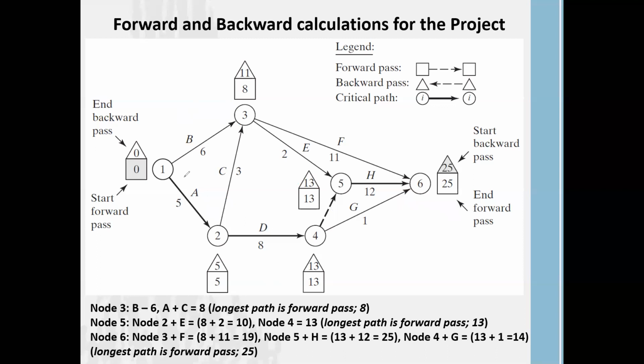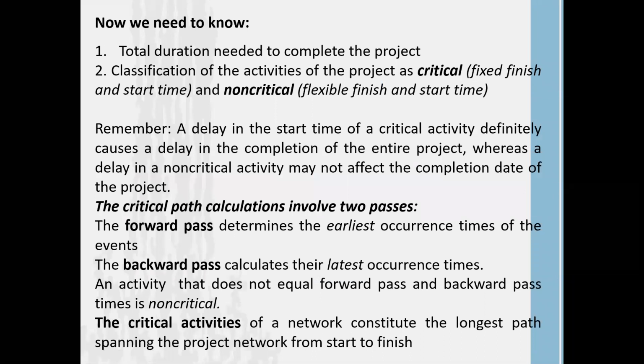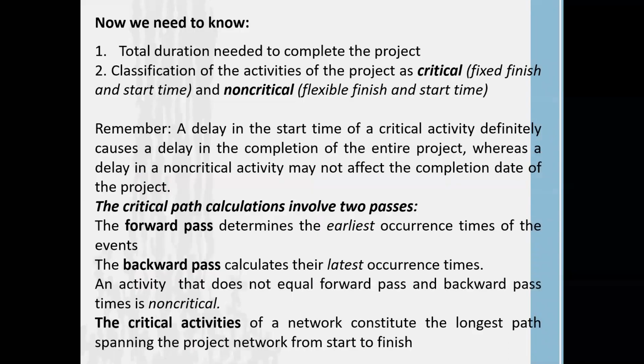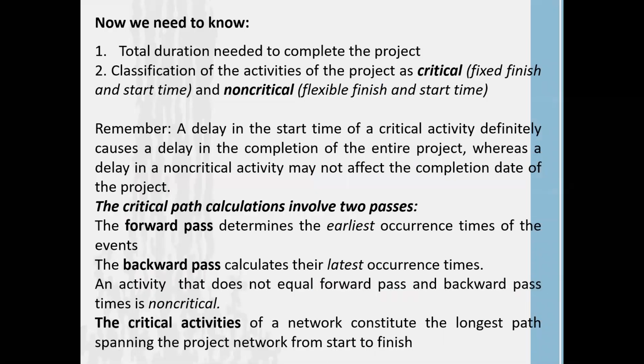Right? So now you can see here for node 2, backward pass and forward pass equal. Node 4, backward pass and forward pass equal. Node 5, backward pass and forward pass equal. And node 6, we know it is equal as well as node 1. Right? Then what is the condition of critical activities? What we have identified as a condition of critical activity.